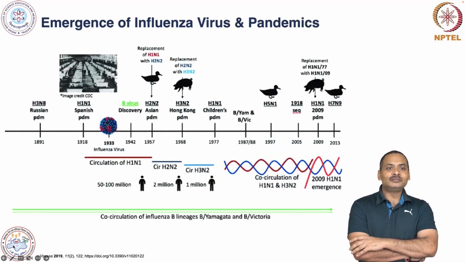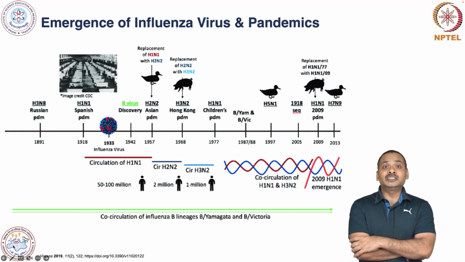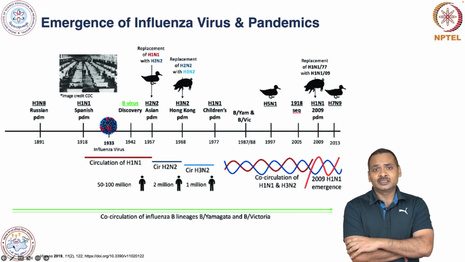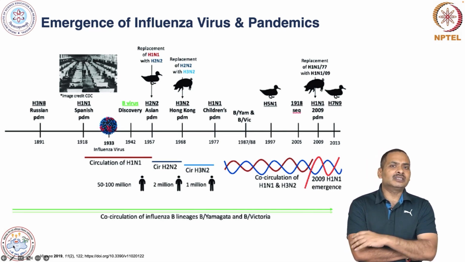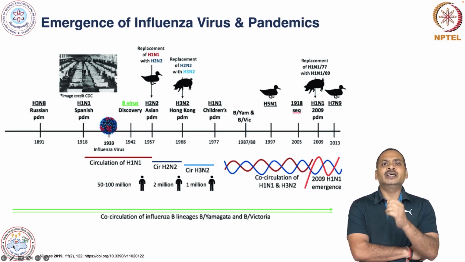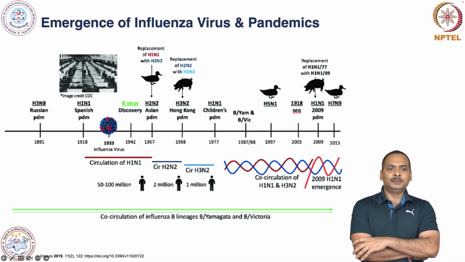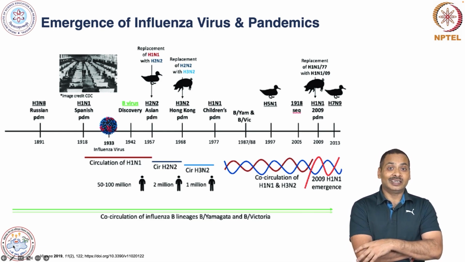Okay, now I would like to tell you about the emergence of influenza virus and pandemics. Here you can see that in 1918 this pandemic happened, and the pandemic basically started with H1N1. The influenza virus is H1N1, and it has been in circulation in the world; it's not completely eradicated.